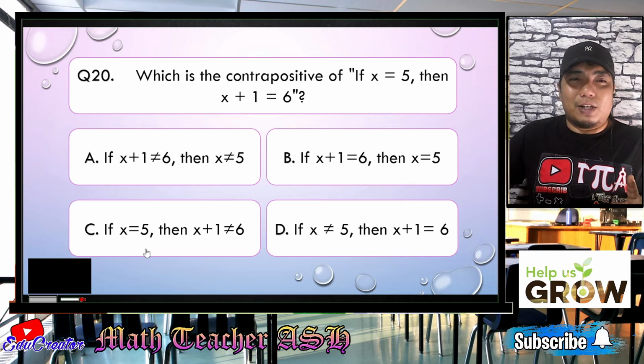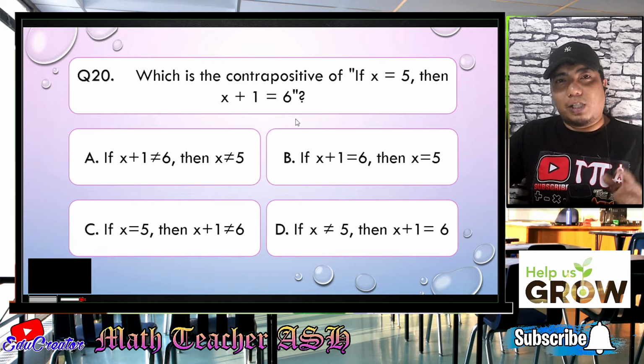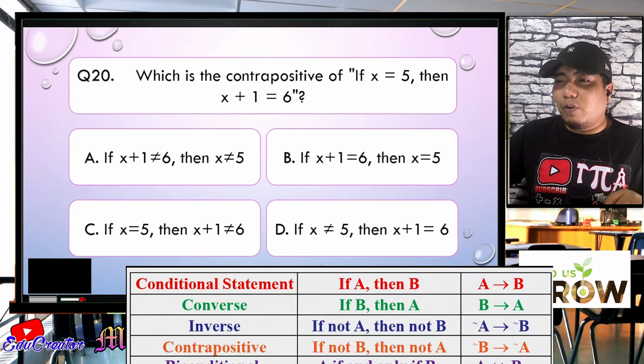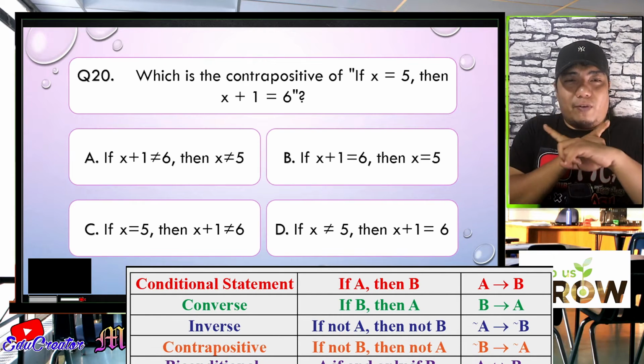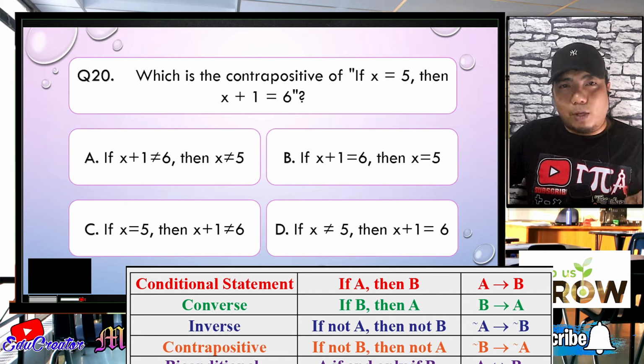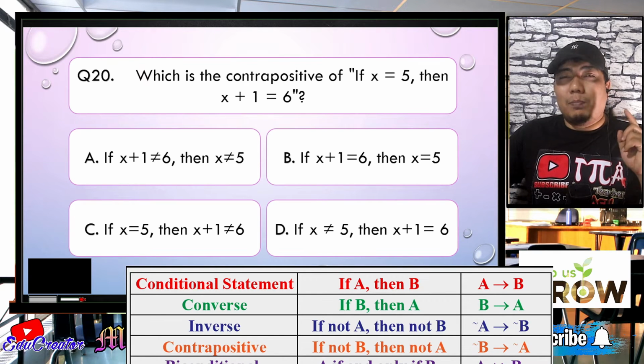Alright, my dear math learners, what we need now is to find the contrapositive statement of this one. The conditional statement says if x is equal to 5, then x plus 1 is equal to 6. Now the question is, what is a contrapositive? Let me show you the given notation for contrapositive: if not B, then not A. What we need to do is reverse it: the conclusion becomes the hypothesis, and the hypothesis becomes the conclusion, but both of them will be in negation.